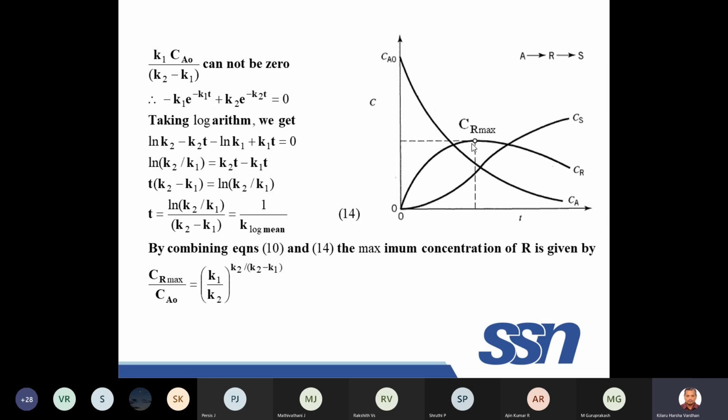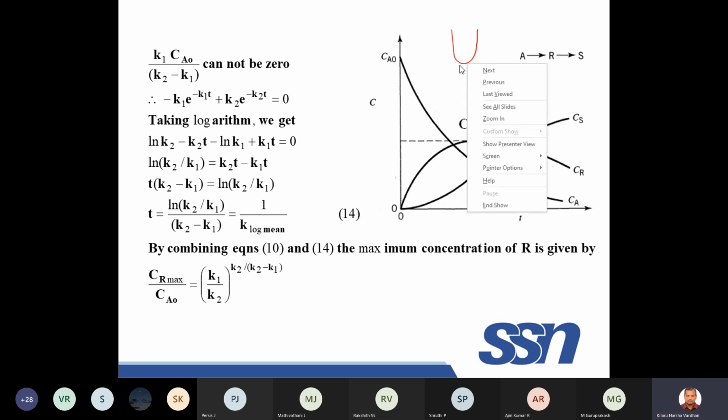If the second derivative value is negative, that means you are at its maximum. If the second derivative is positive, then it will be at its minimum, right? This is school mathematics, which you know. So we need to find out what this particular concentration is, or at what time. So we need to differentiate this CR, right? That is what we do now.